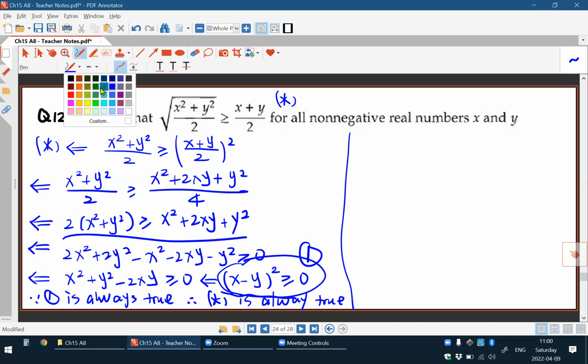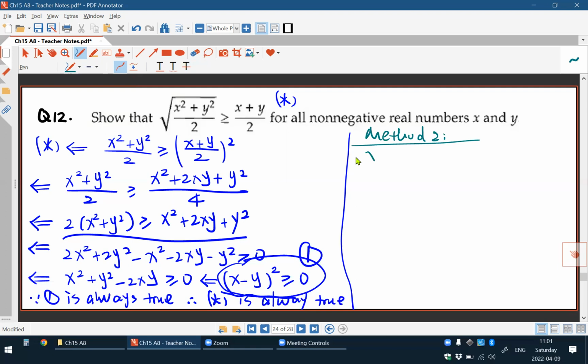Method 2 is to think it in a forward way. So this is our analysis, right? In method 2, you can write it in a forward way. For example, you can write from the very beginning here, because x minus y squared greater than or equal to 0, right? This is always true, right? Therefore, x squared minus 2xy plus y squared greater than or equal to 0, right?